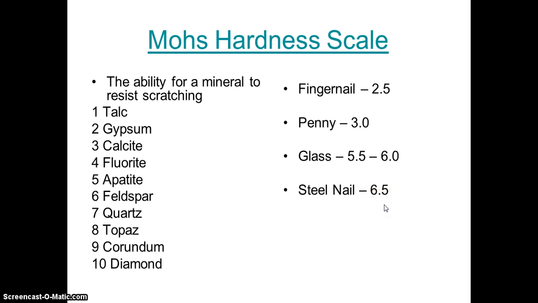But it works the opposite way too. If a steel nail can scratch a mineral, then you know the steel nail is harder, and so therefore you know that the mineral has less than 6.5. Okay? So this here is the hardness of these objects. So if it can scratch the mineral with those objects, then you know that the mineral is softer or less hard than those objects.